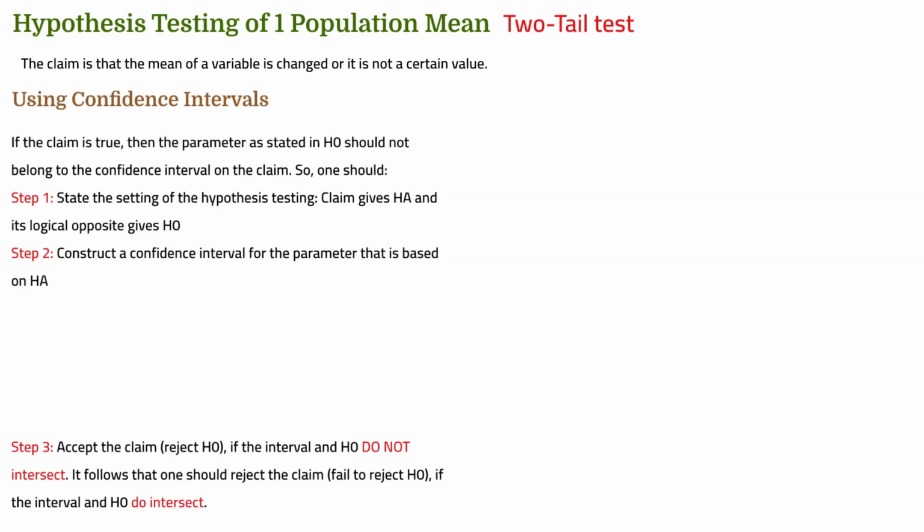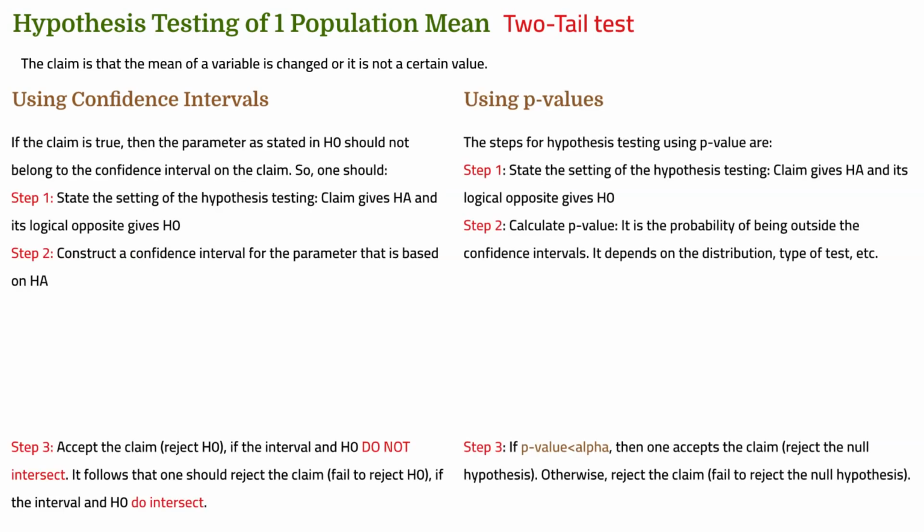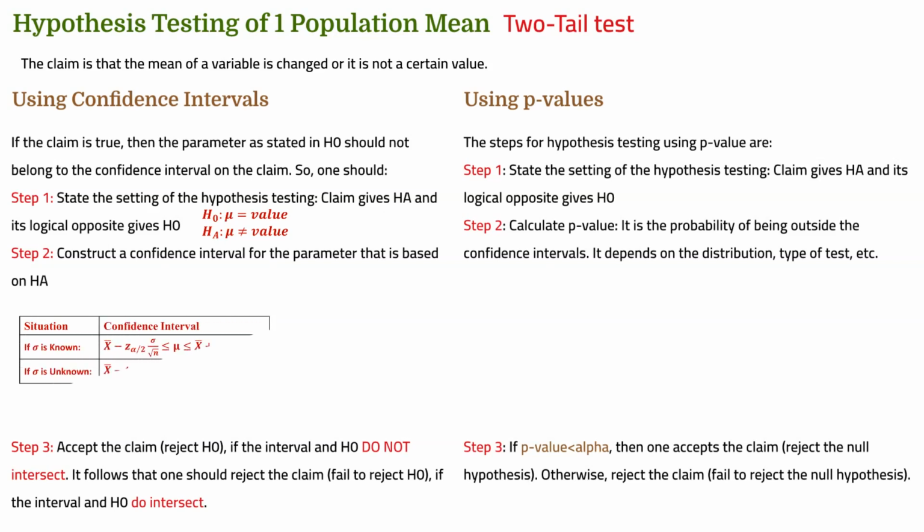Hypothesis testing of one population mean, two-tail test. The claim is that the mean of a variable is changed, or it is not a certain value. We saw that using confidence interval. These are the steps. Using the p-value, these are the steps we follow. The step 1 is the same in both methods, and it is H0, mu is a certain value, HA, mu is not a certain value. Step 2, to construct the confidence interval.